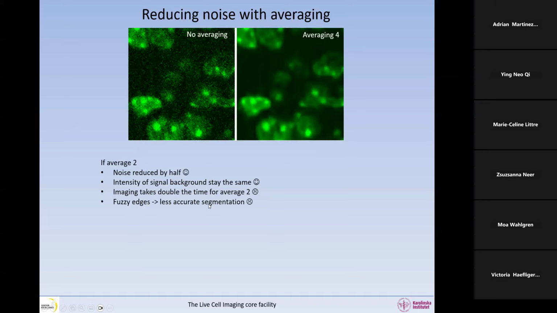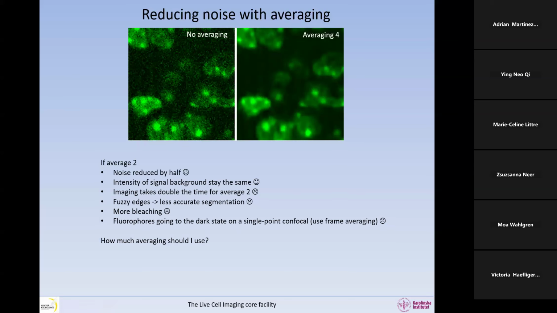So it's a less accurate segmentation. And of course, there's more bleaching because we're taking longer to image, and there's more risk of sending the fluorophores to the dark state, especially on the single point confocal. So you should use frame averaging and not line averaging. So how much averaging should I use? How do we choose this? Well, just do this test.